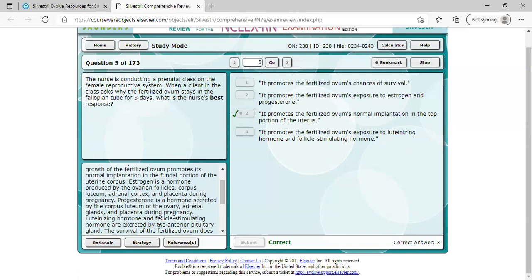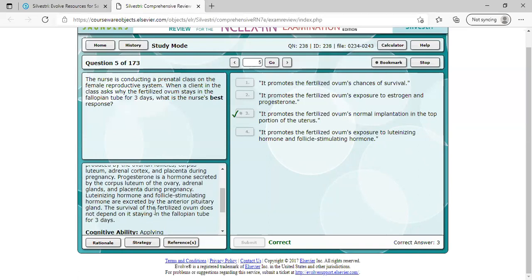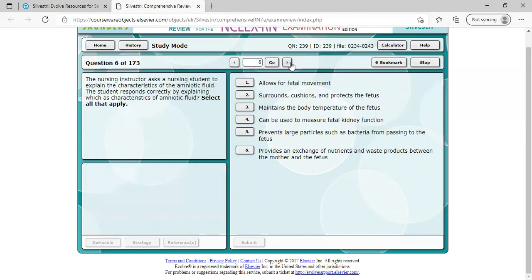Luteinizing hormone and follicle stimulating hormone are excreted by the anterior pituitary gland. They said the survival of fertilized ova does not depend on it staying in the fallopian tube or not. The next question, here we go and see. And this question is a select all.